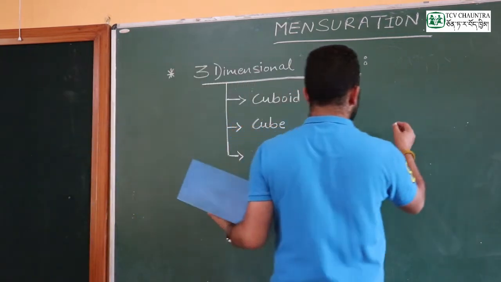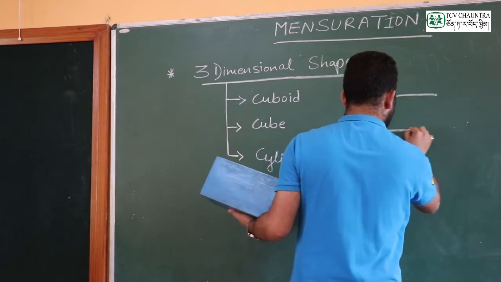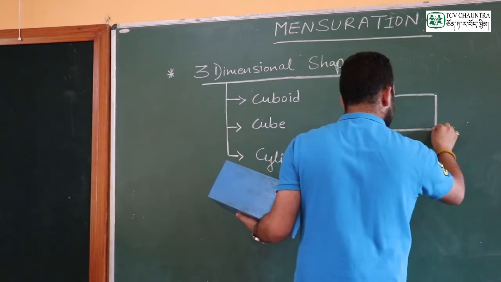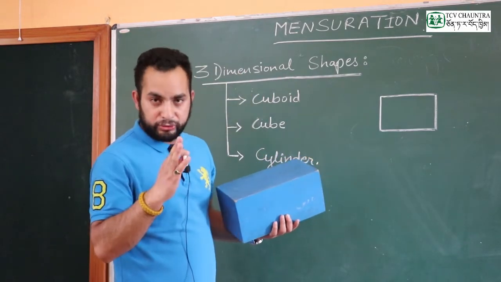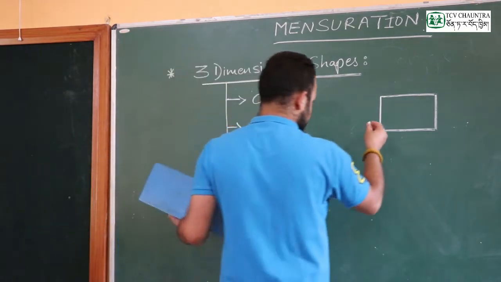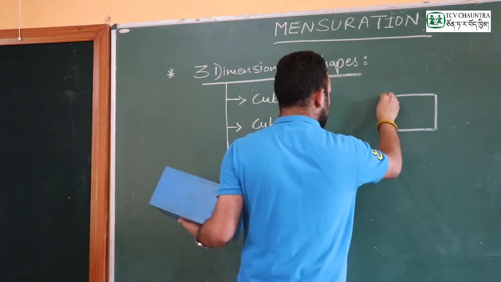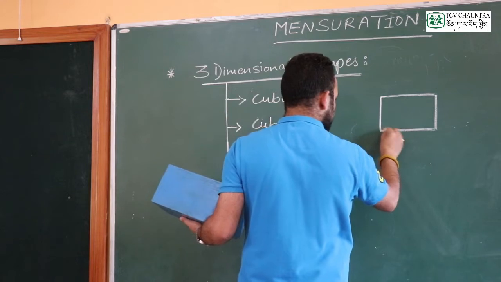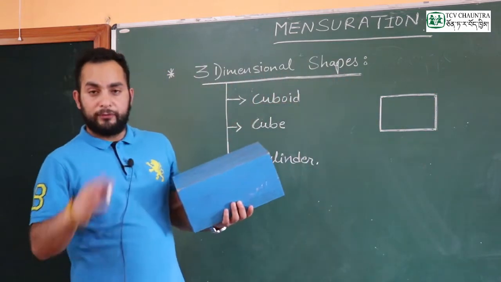If we talk about a rectangle, a vertex is a corner point. This is your vertex. This is vertex 1, 2, 3, 4. So in a rectangle, you have 4 vertices.